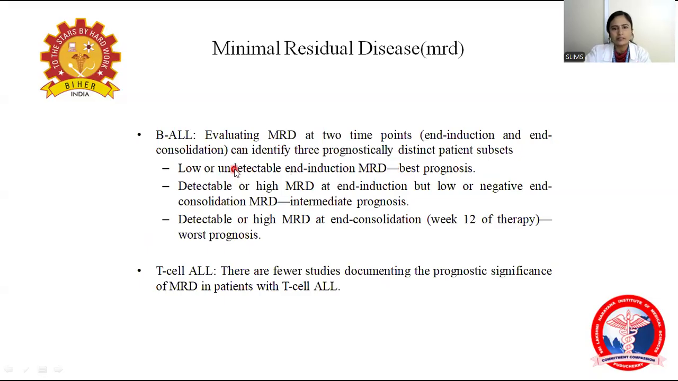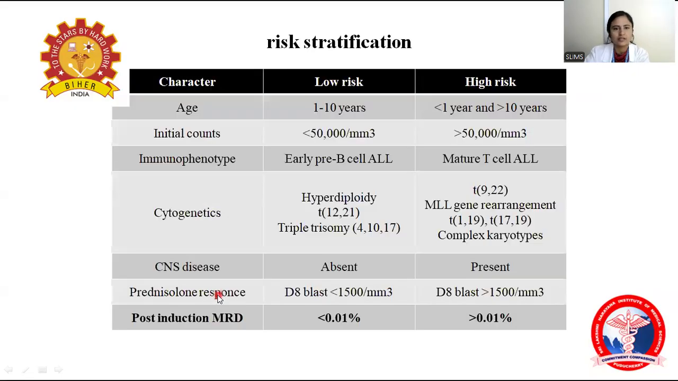So in B-ALL, we evaluate the minimal residual disease at 2 time points: one is the end of induction and another is the end of consolidation. By this, we identify patients into 3 categories. If they have low or undetectable end induction minimal residual disease, they are categorized into the best prognosis. If they have detectable or high minimal residual disease at the end of induction, but low or negative at the end of consolidation, they come under the intermediate prognosis. If they have detectable or high minimal residual disease at the end of consolidation, they come under the worst prognosis. In T cell ALL, the prognostic significance of minimal residual disease is poorly documented, in only a few studies.